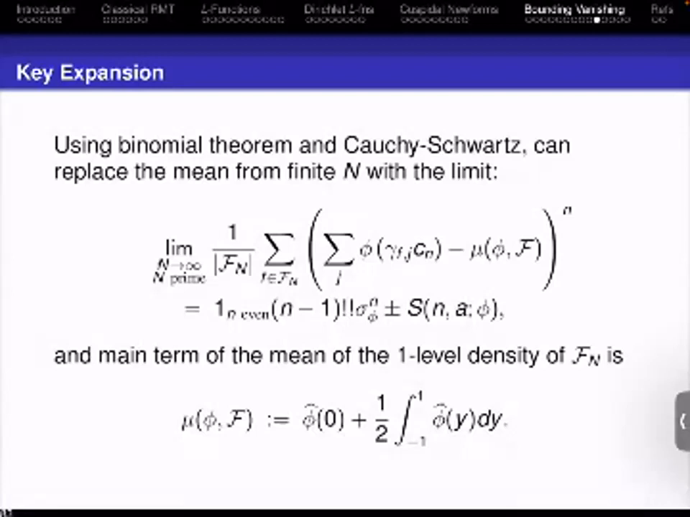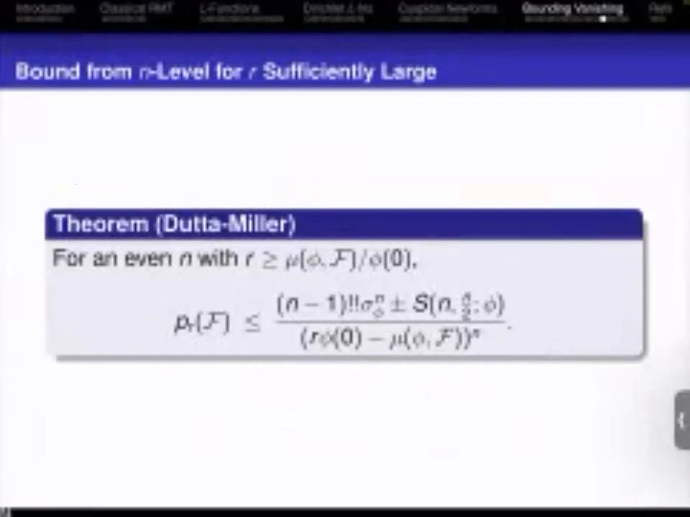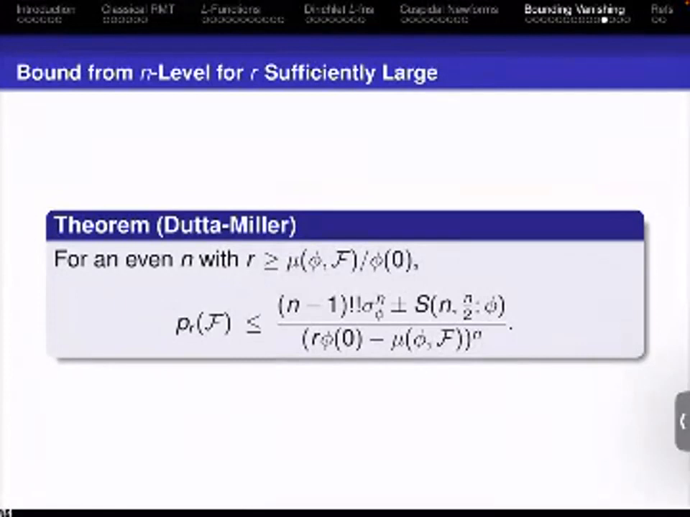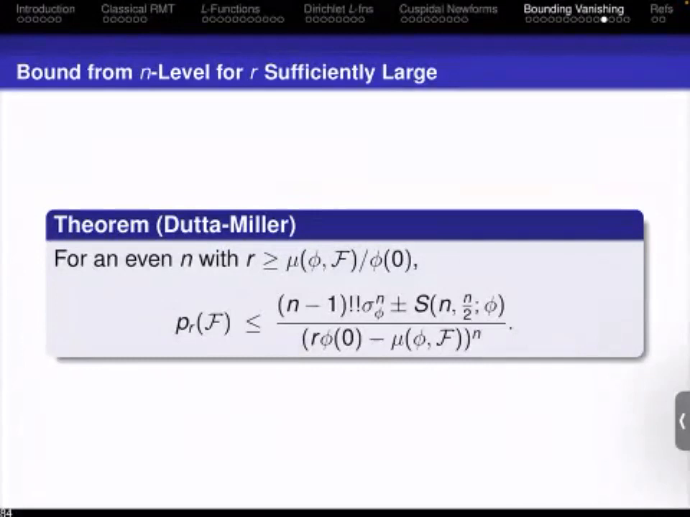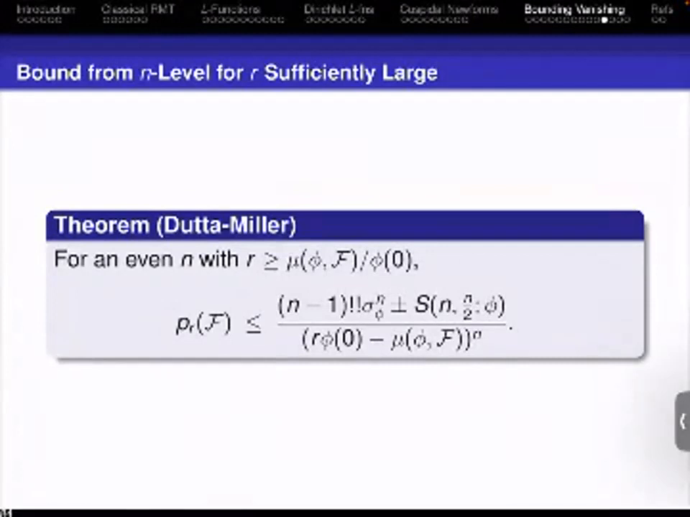All right. So the theorem that my student Duda and I proved is that as long as r is greater than the mean divided by φ(0), then the probability you vanish to order r or higher in the family in the limit is bounded by this quantity. And so we can use this to get much better results on bounding order vanishing in families. We did this for the most part for families of cuspidal newforms, but these arguments carry out for basically any family of L-functions that you want to look at.